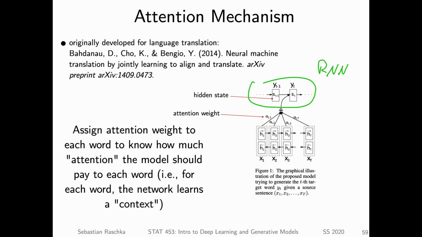But the difference now is, instead of getting the input from the previous hidden state and the xt at time step t, so the normal input, xt now looks a little bit different. Xt is now this whole thing here. So what is this thing? This is mainly the attention part.